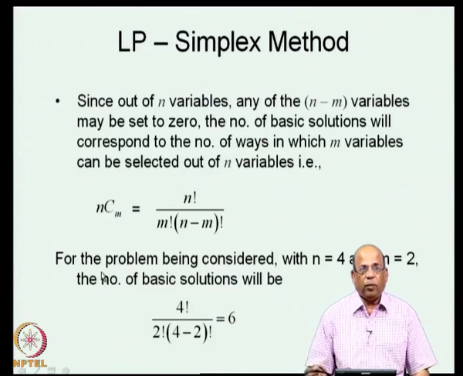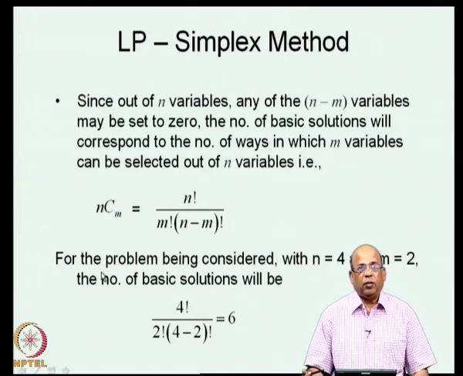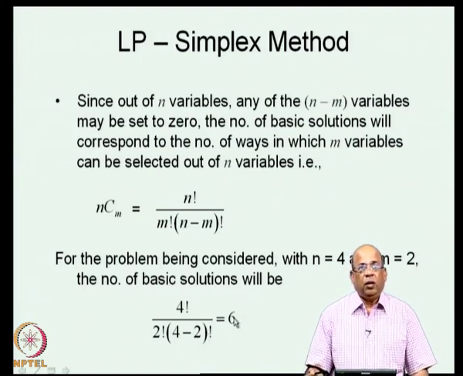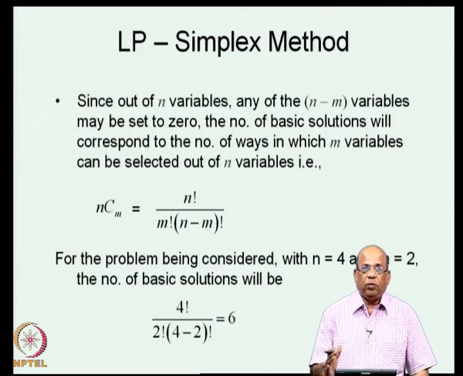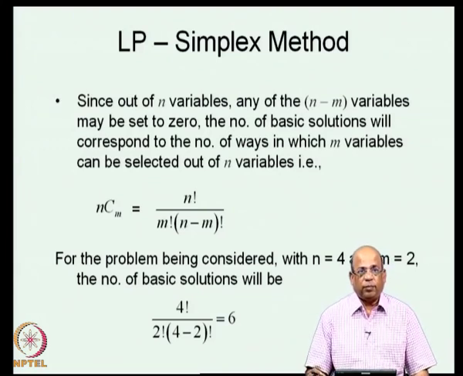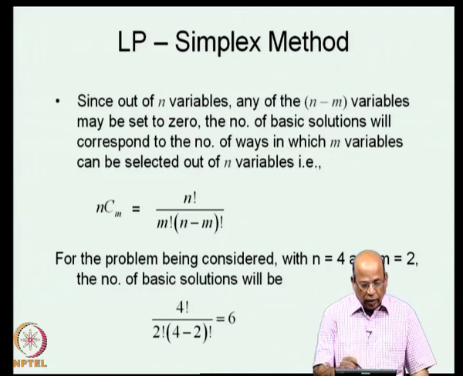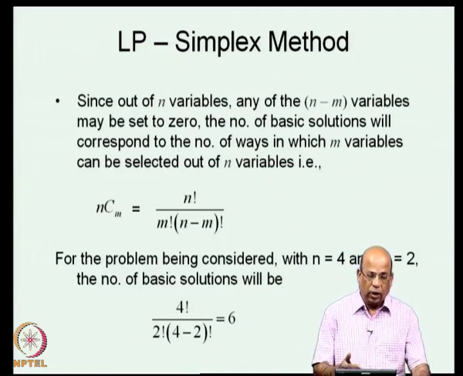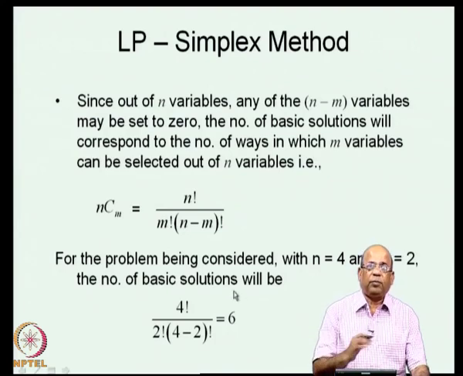So, in this particular problem, n is the number of variables, which is 4, and m is the number of constraints or equations, which is 2. Therefore, you get 4 factorial divided by 2 factorial into 4 minus 2 factorial, which is 6. So, 6 basic solutions are possible for this problem. Let us see what the 6 basic solutions are and then see how they relate to the graph that we have just drawn.